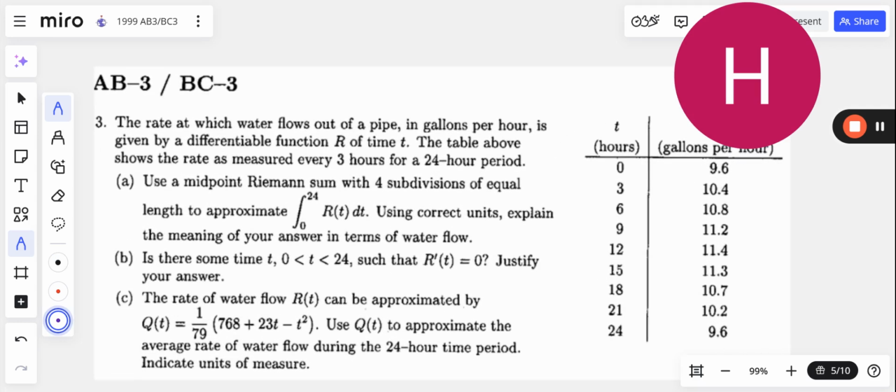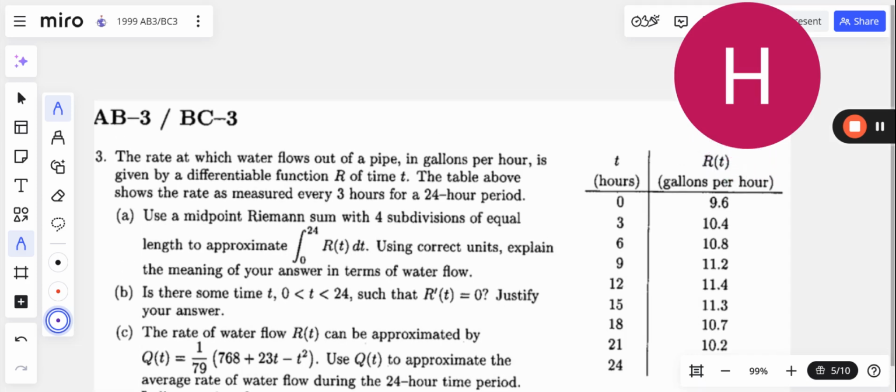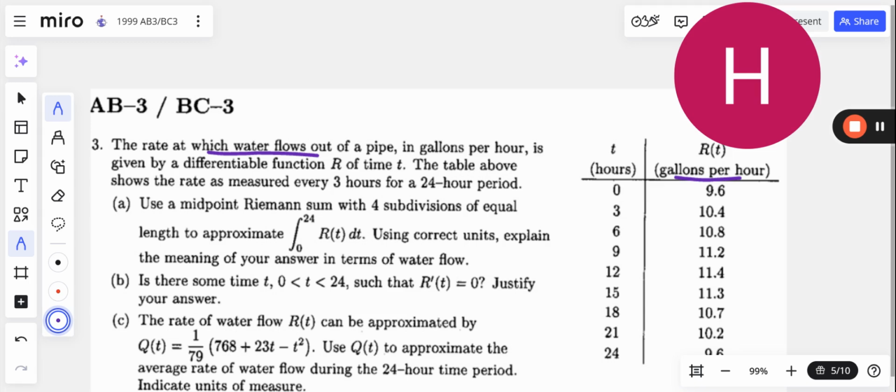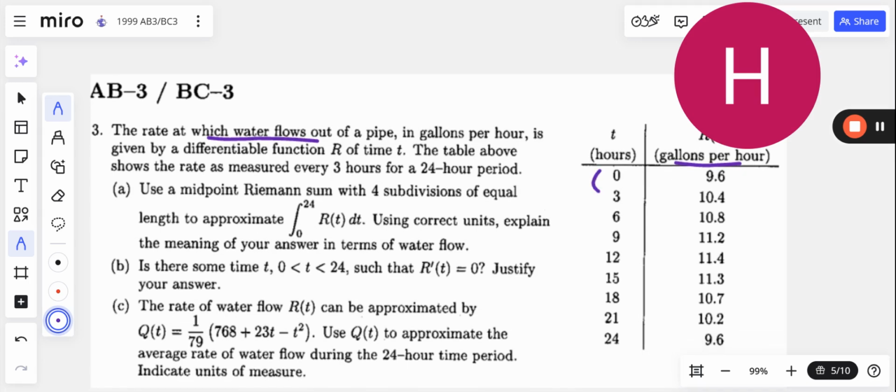Here we have a chart, and this chart gives us the rate at which water is flowing out of a pipe. So it tells us basically how fast water is flowing out. And it's a differentiable function r. The table above shows the rate measured every 3 hours, so you'll notice that sort of like the x values, or in this case the t values, are increasing by 3 at a time.